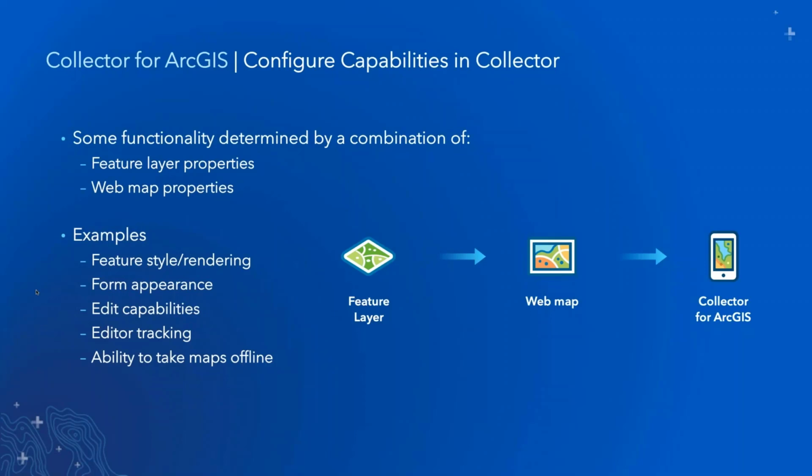So again, here are a few examples of things that you can control. You can control how the symbology is. Obviously, for this group, there's a very well-known symbology that folks use in wildfire, but also things like what sort of editing capabilities do they have? Do they have the ability to take maps offline, etc.?